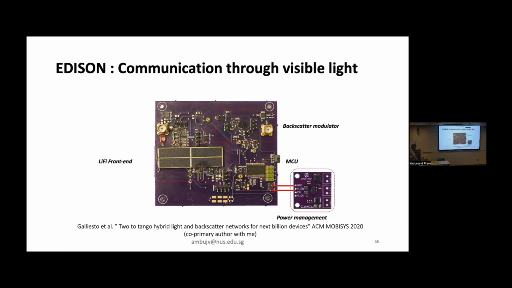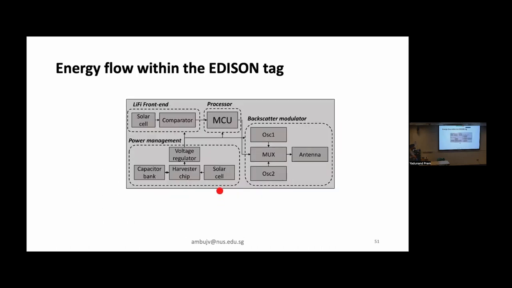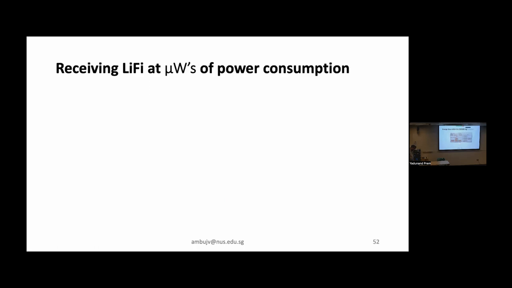We designed the system where we used a solar cell to receive light transmission and had a backscatter for uplink. The system harvested energy from the solar cell and could also receive through the same light, but then communicate using a backscatter module. This shows how the energy flow happens: you store the energy on a capacitor, and that powers the rest of the components on the device.